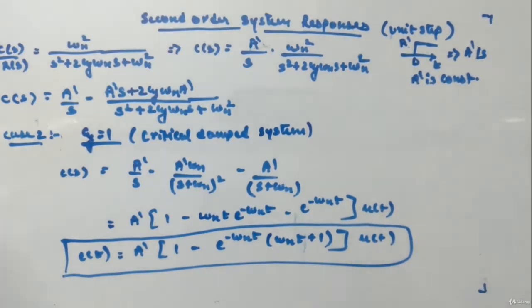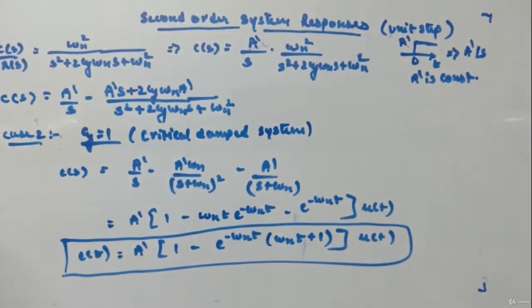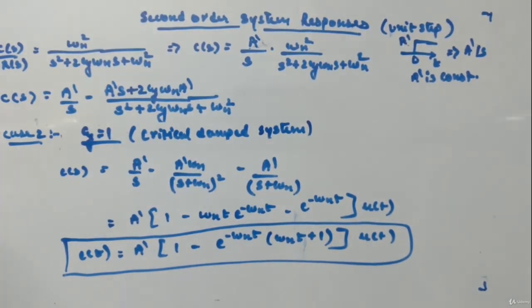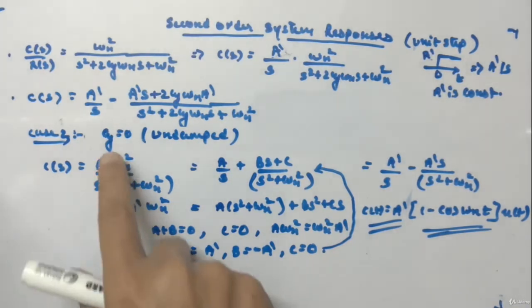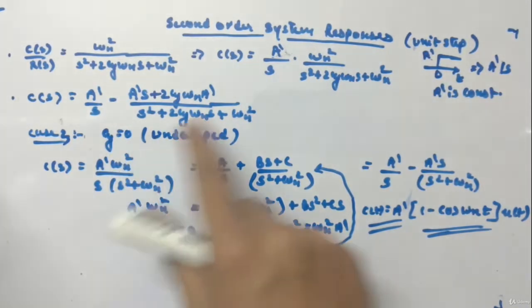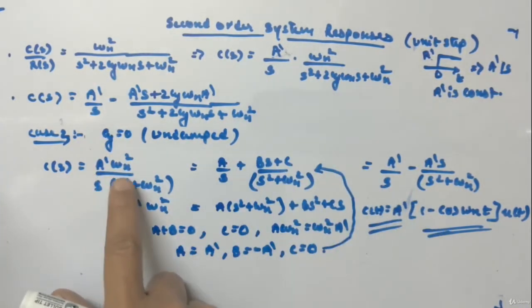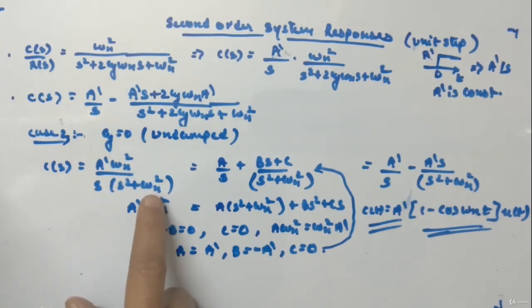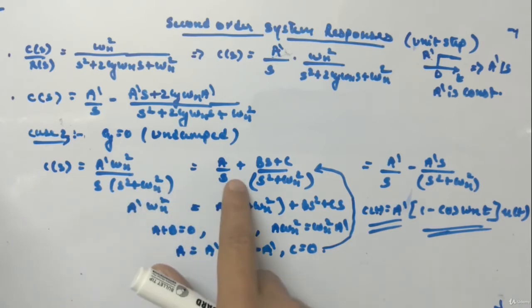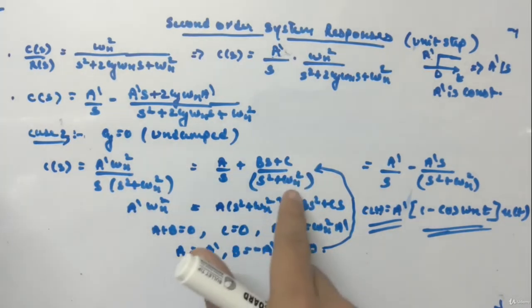Now we will see the other cases, when zeta is greater than 1 or when zeta is equal to 0. Let's see the third case, which is very simple. Zeta is equal to 0, which is also called an undamped system, meaning there is no damping involved. If you plug zeta equal to 0 here, you will get a dash omega n square divided by s square plus omega n square. Now by using partial fractions, you can write it like a by s plus bs plus c divided by s square plus omega n square.